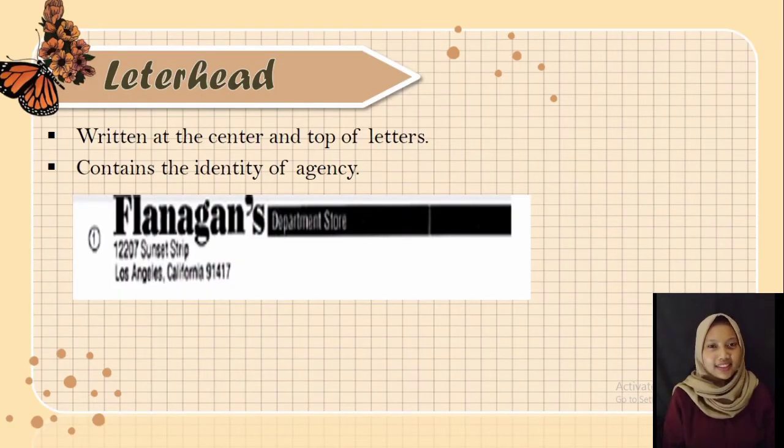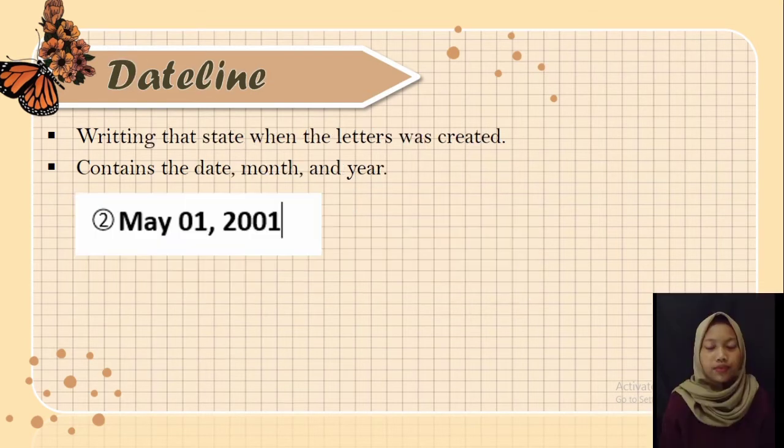First, letterhead. With letterhead, you show that your company is legitimate. Letterhead is written at the center and top of the letter. Letterhead usually contains the name, logo, address, email, and telephone number of the agency.